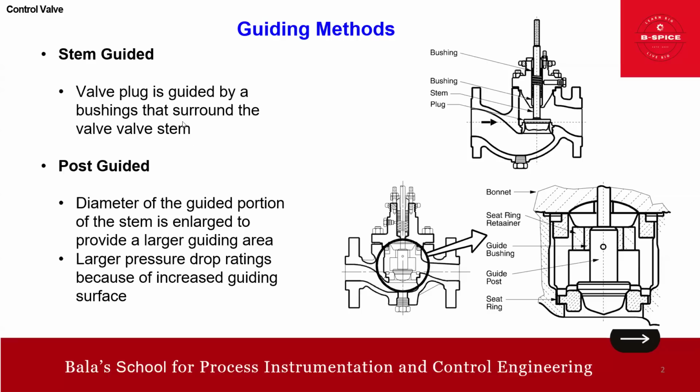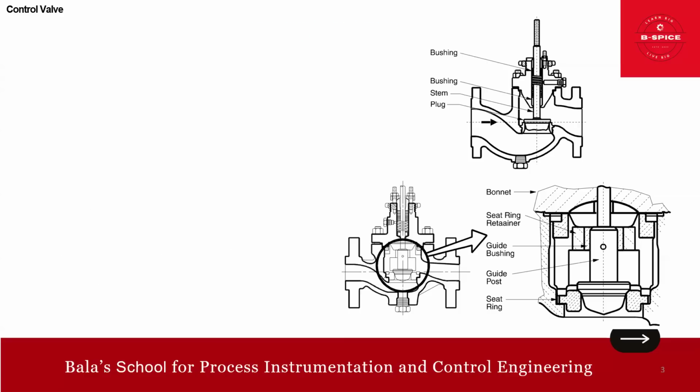I repeat again: stem guided is nothing but the valve plug guided by the bushing that surrounds the valve stem. That is the design of the stem guided. Post guided is nothing but the diameter of the guided portion enlarged to provide a larger guiding area, and of course a larger pressure drop rating because of the increased guiding surface. These are the basic definition, or the structure, the meaning of stem guided and post guided. I'm also going to explain the features and the applications in the last slide.